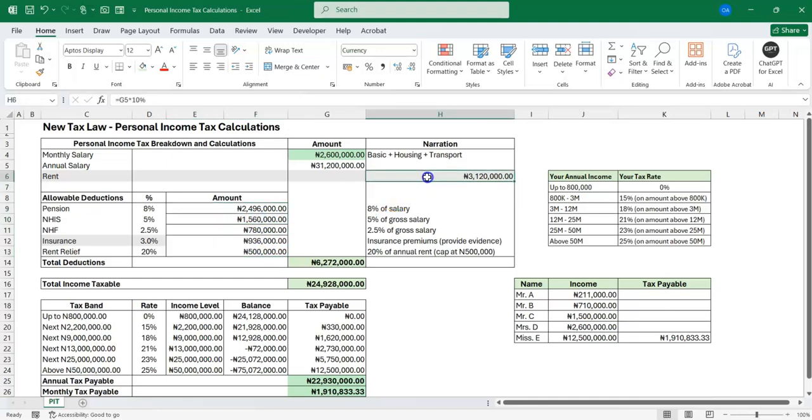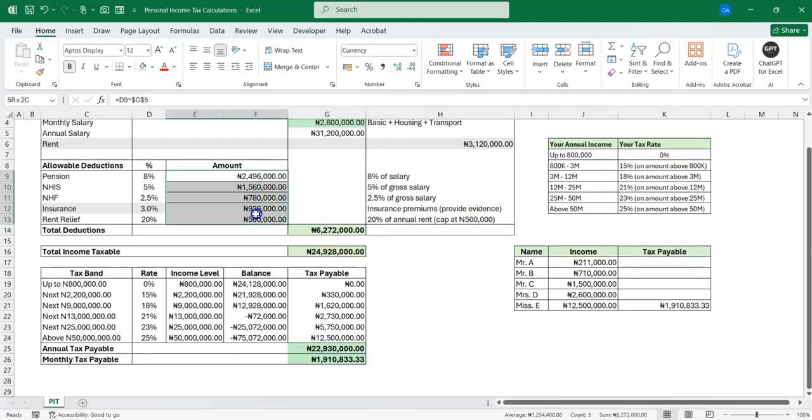And you see, with the formula we used the other time, annual rent 3.1 million naira, and then she can only claim relief of 500,000. And that's just it. So these are total deductions. The summation of all these is the total deduction, and this is the taxable income. Now with this, we can calculate our tax liability.